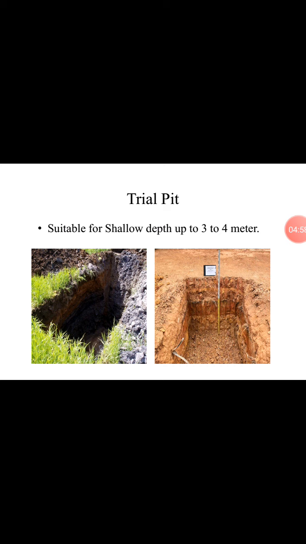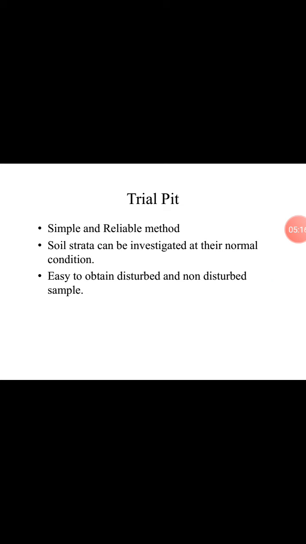In the figure, the pit is excavated up to 3 to 4 meters, and different layers are seen, like sandy soil, black cotton soil or rocky soil. So different layers of soil are seen in a trial pit. This is a simple and reliable method, and the cost of this method is very low because only simple excavation is required. The soil strata can be investigated in normal condition, and it is easy to obtain disturbed and non-disturbed samples.